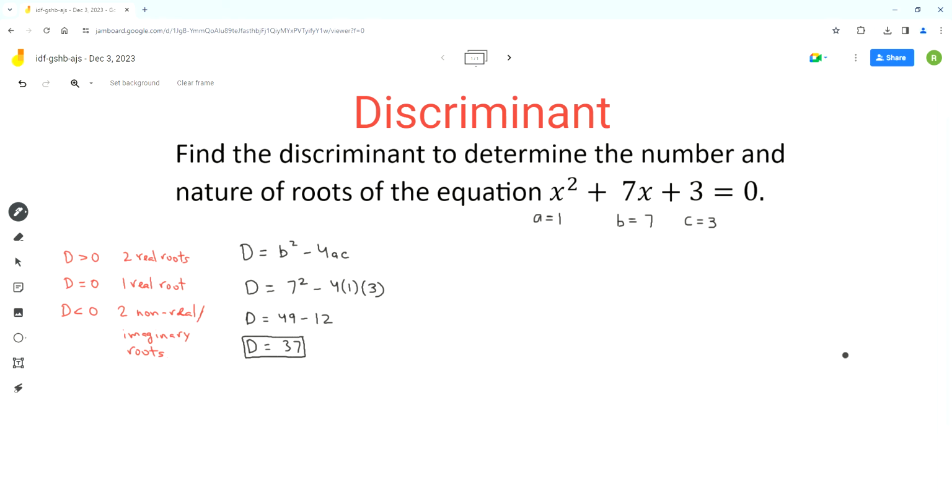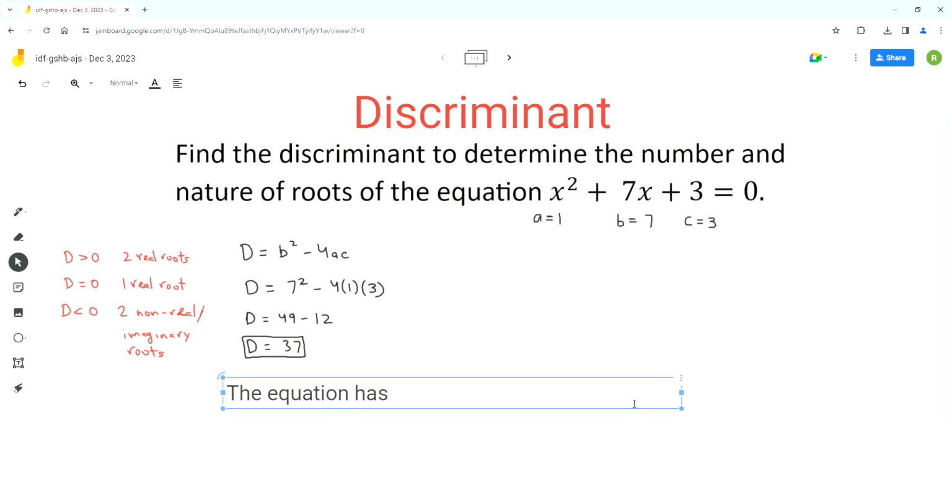Now we have to use this value of discriminant to identify the number and nature of roots. As per the rules that I shared with you, if the discriminant is greater than 0, then the quadratic equation has two real roots. So that's the conclusion in this case. We can write a closing statement to summarize our answer. The equation has two real roots because the discriminant is greater than 0.